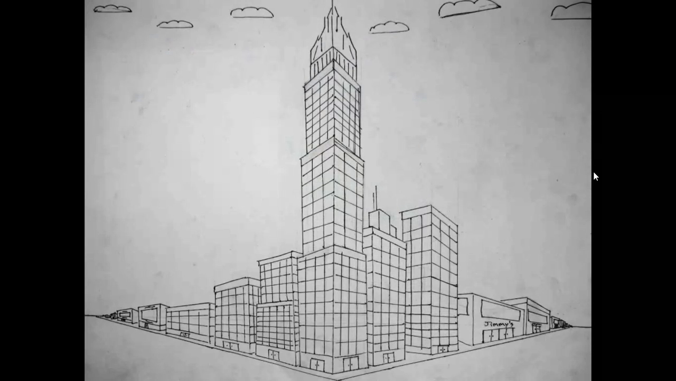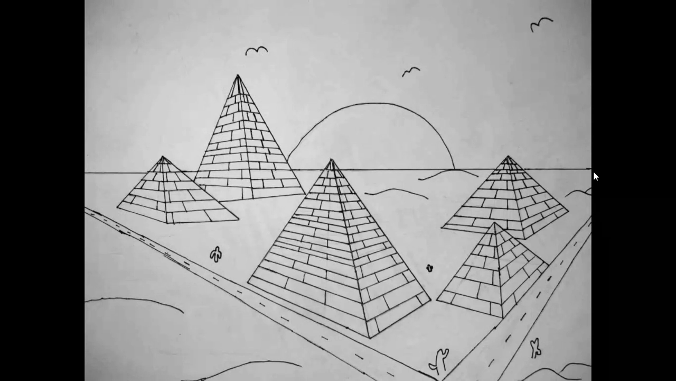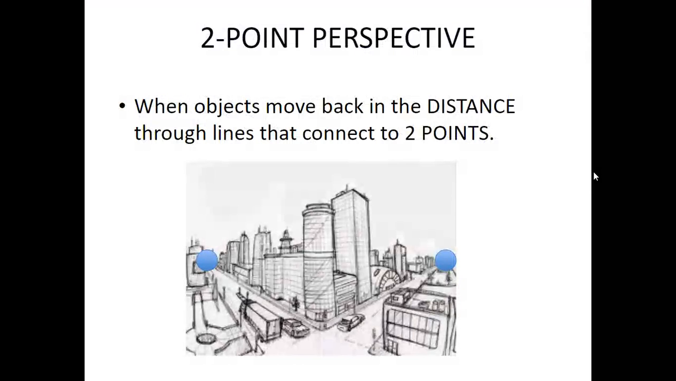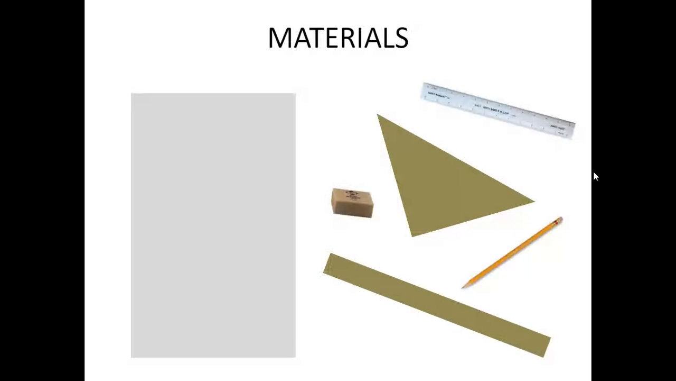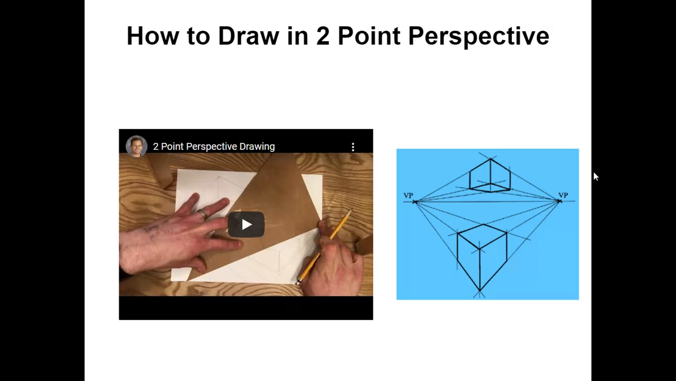So for your drawing, you're going to be using vertical lines, parallel lines, and converging lines to create a realistic sense of depth in your drawing. We're going to be using two-point perspective, which is when objects move back in the distance through lines that connect to two points. You're going to be using paper, rulers, erasers, and pencils to create your artwork.